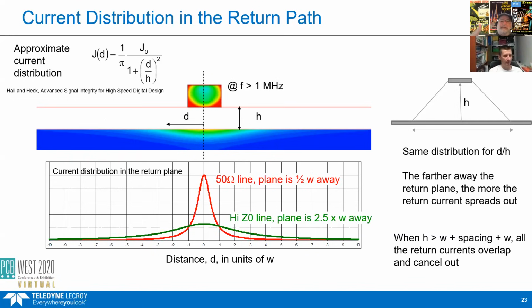This is the cross section of it. So the signal's going into the board, into the plane. And this is showing the lateral extent of the return current.